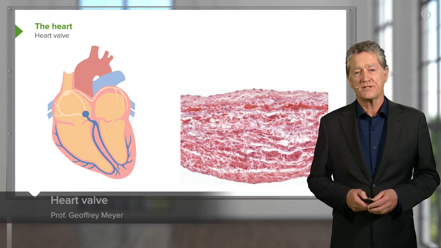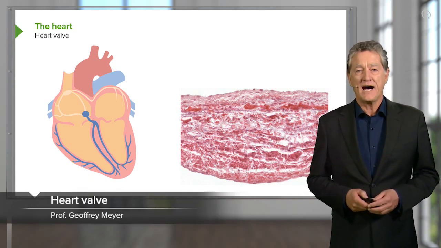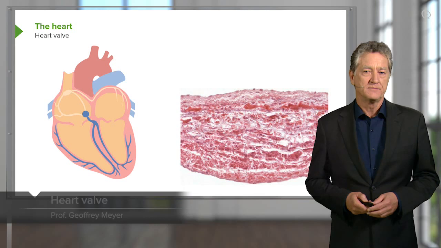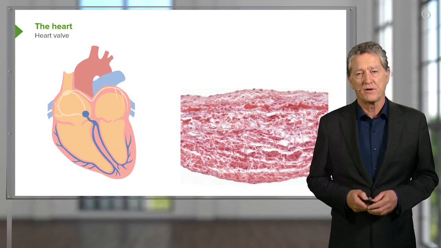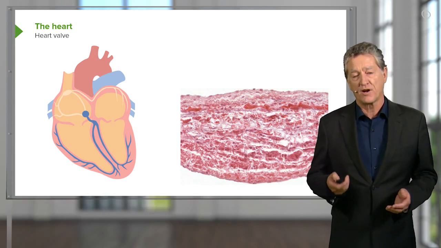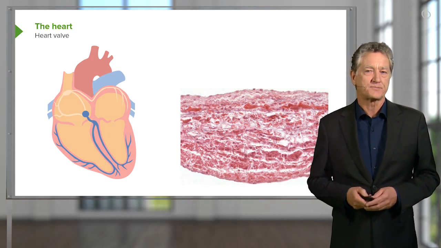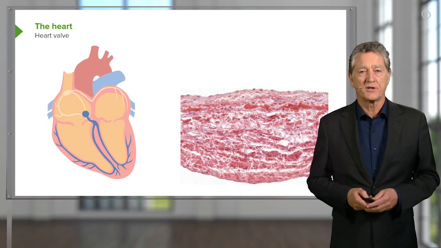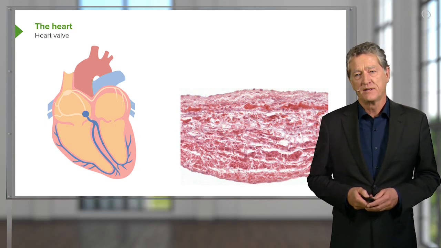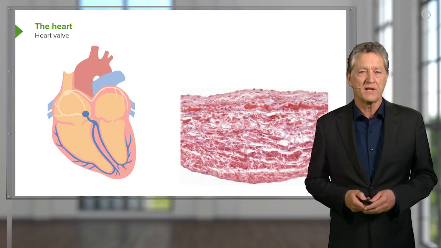Well, as I mentioned earlier, the heart has got valves in it. And those valves stop the backflow of blood during contraction of the ventricles, and also contraction of the atrial components, when blood passes from the atrium into the ventricle and then the ventricle into blood vessels.